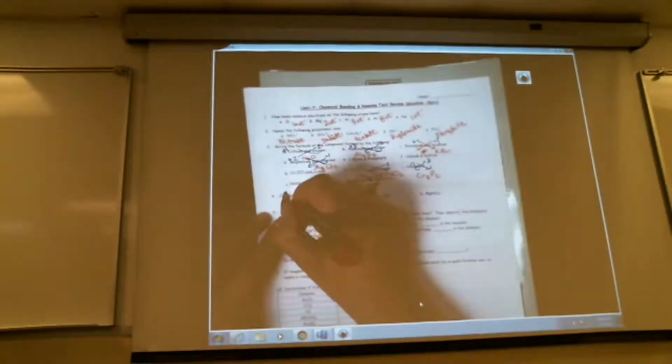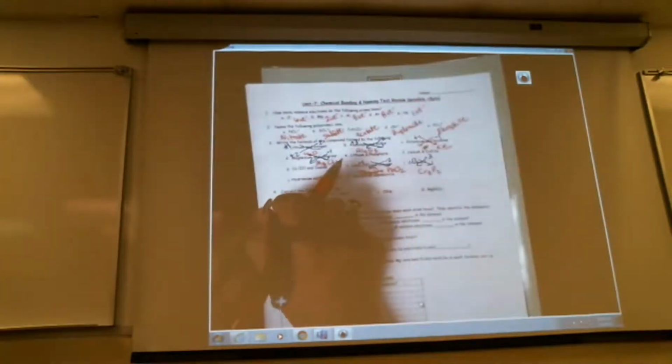Something wrong here. What's wrong with Al3N3? Al is a metal, N is a nonmetal, so that's an ionic bond, and it must be reduced. So I'm going to put right here, reduce. And that's the problem. So it should be AlN, and we stop there. AlN, because we reduced those three to a 1.